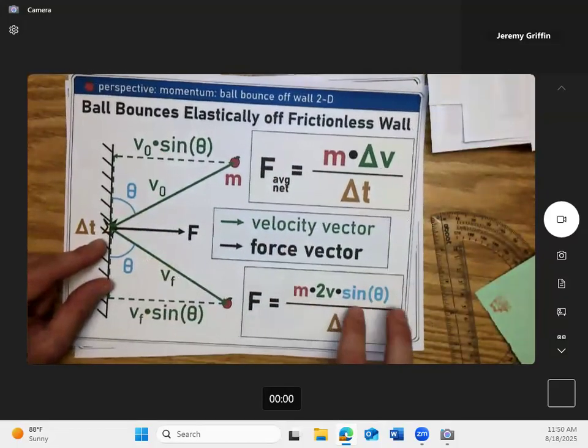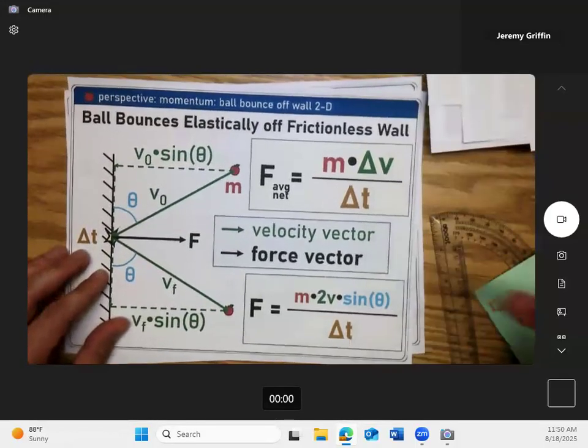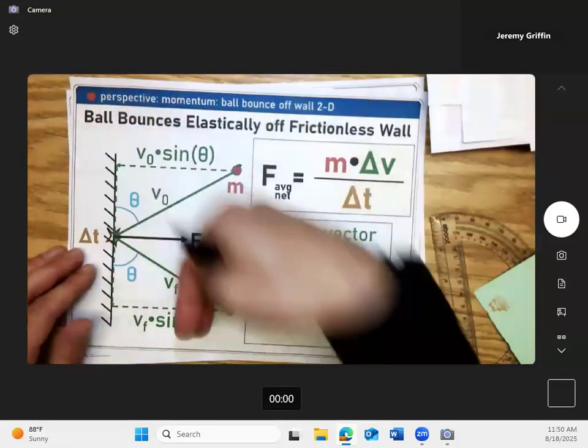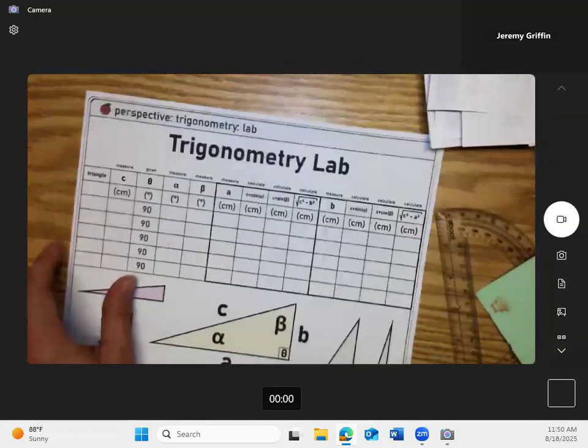x-axis, right? So I see a little sine right here. Depends what angle you throw it at. If it's head on, it's more of a force. If it's a shallow angle, boing, probably not much of a force. Right. Okay, and this is what we're getting to today.